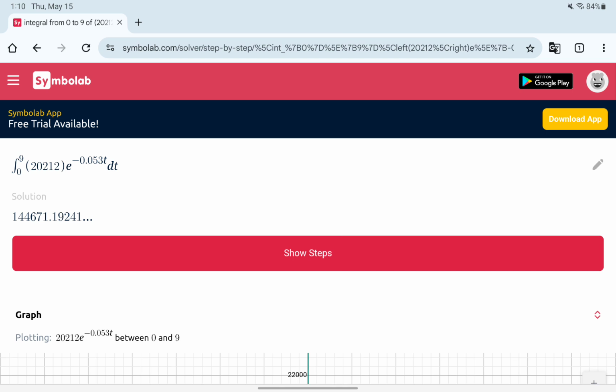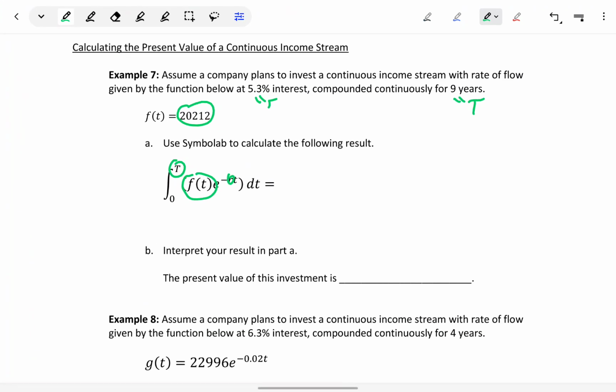We get a result of 144,671.1924, which is telling us the present value of this investment is $144,671.19.